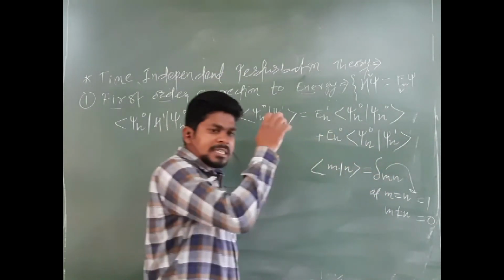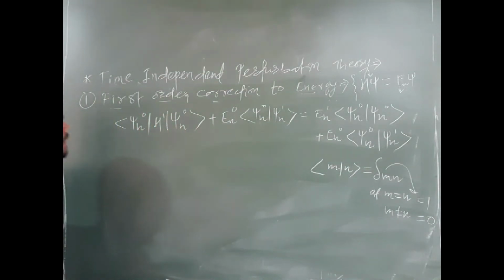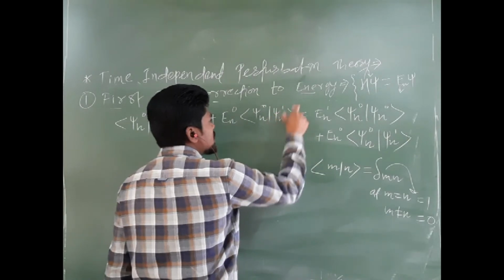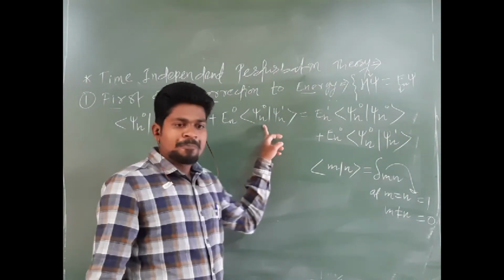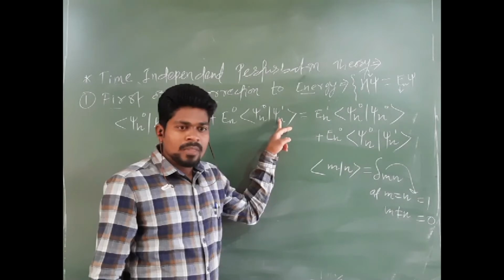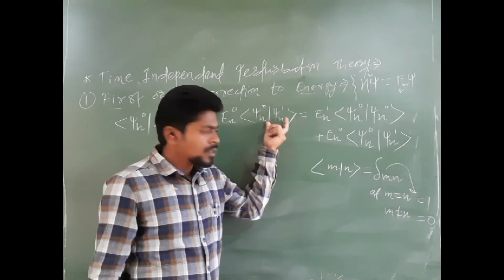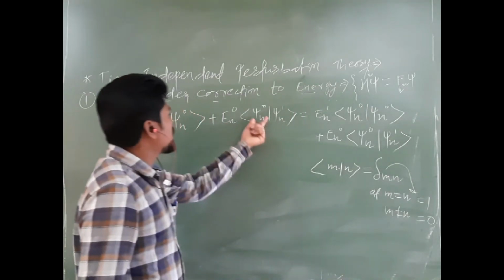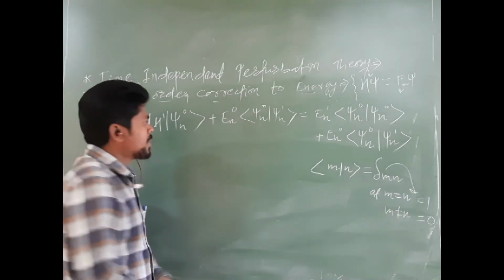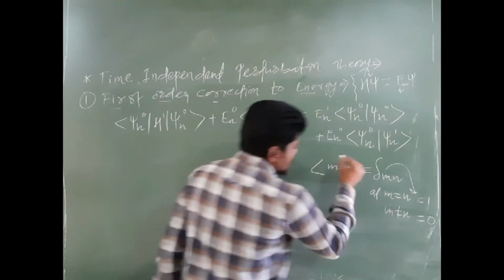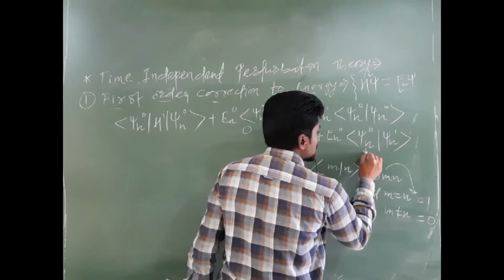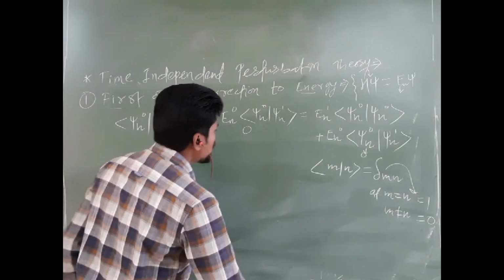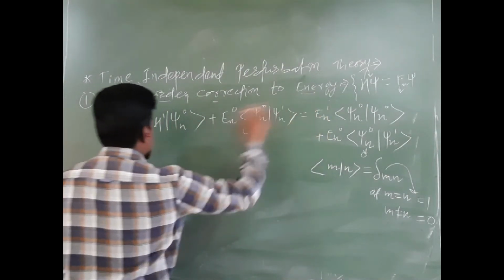Using the same concept, just see here, this psi n naught is one state, this psi n prime is the other state. This is for unperturbed, this is for perturbed. So these two states are different. It means this value will be equal to 0. So this multiplied with 0, this total term will become 0. In this case also, using the same concept, this term will be equal to 0. So now we are remaining with only two terms, this term and this term.